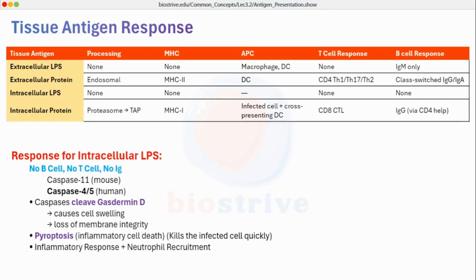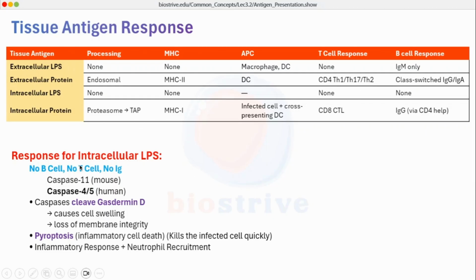There is activation of caspases. In humans, caspase 4 and 5 will be activated. In case of mice, it may be caspase 11, and these caspases will cleave a protein, gasdermin D, and this gasdermin D will cause cell swelling. The plasma membrane of the cell will lose its integrity, and there will be initiation of pyroptosis, which is inflammatory cell death, and it will kill the cell quickly.